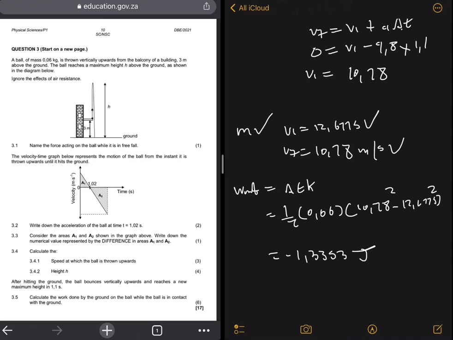I'm still going to do more questions from this question paper, May, June 2021, physical sciences paper 1.